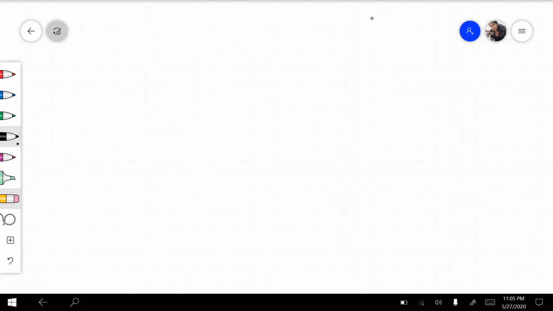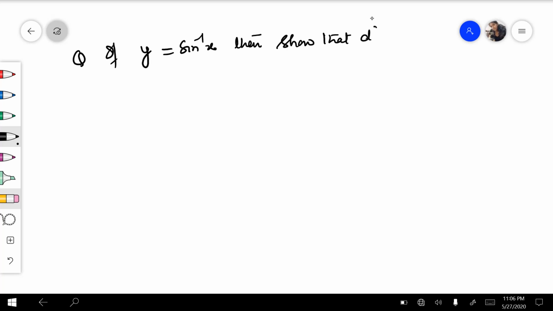नेक्स्ट क्वेश्चन है, if y is equal to sin inverse of x, then show that d2y upon dx square is equal to x upon 1 minus x square raised to power 3 by 2. तो जैसे अभी हमने किया था बिल्कुल उसी पैटर्न पे क्वेश्चन है, तो प्रूफ. बट यहाँ पर क्या है, हमें टारगेट दिया और कि हमें कहाँ तक पहुँचना है.